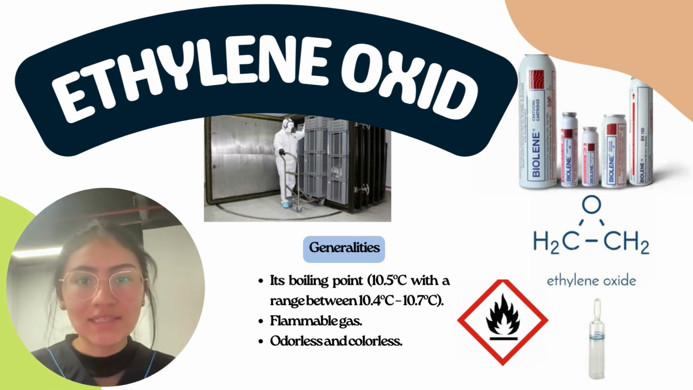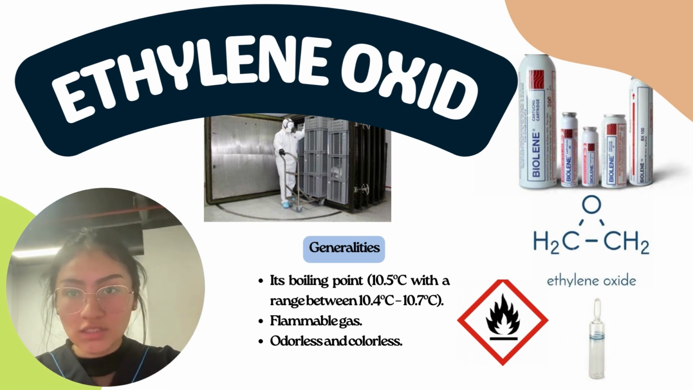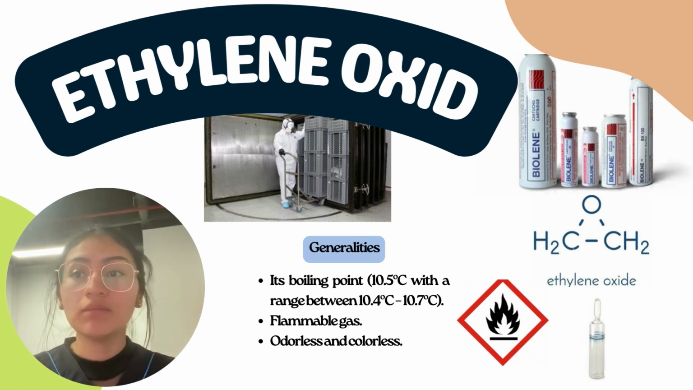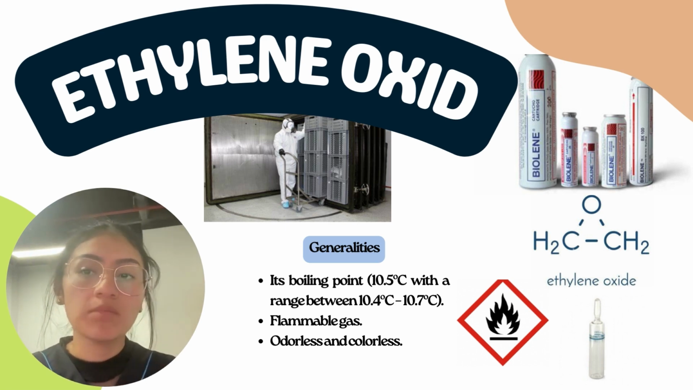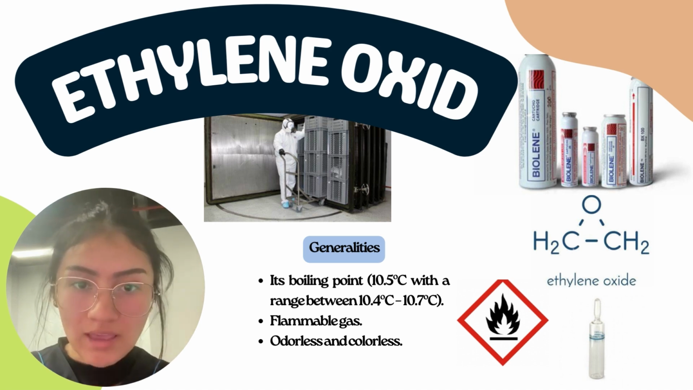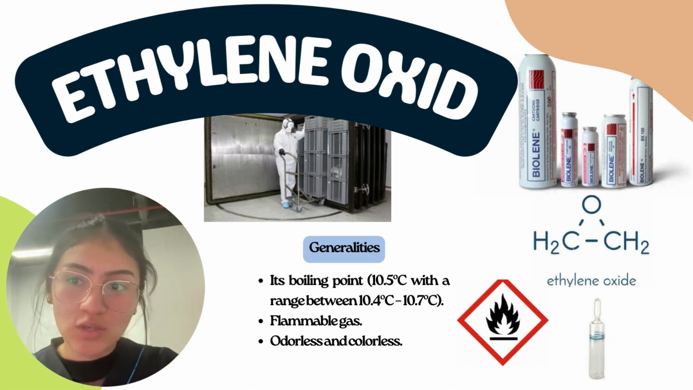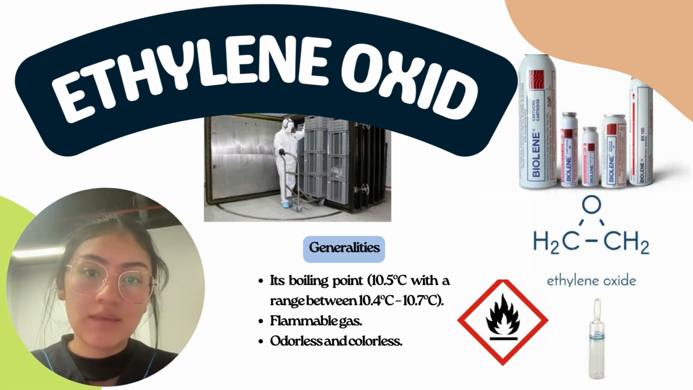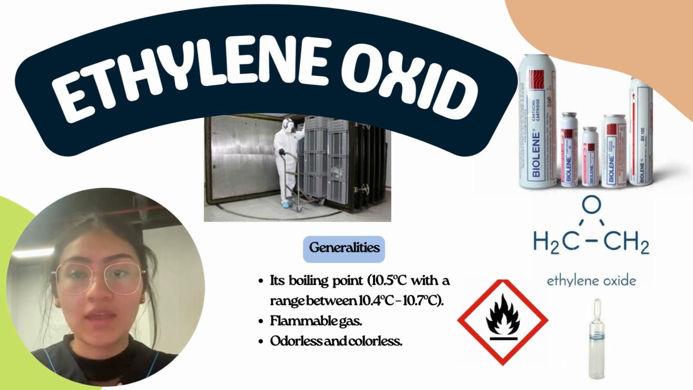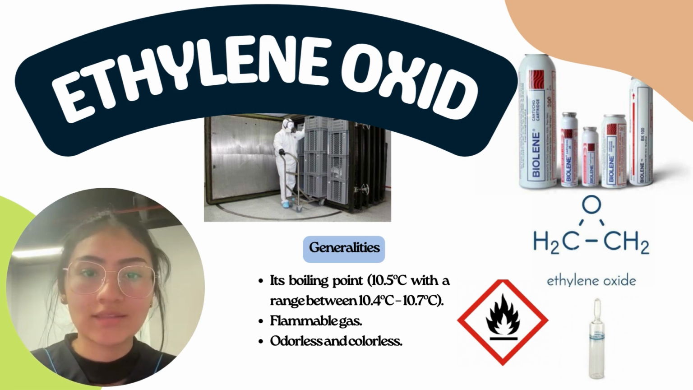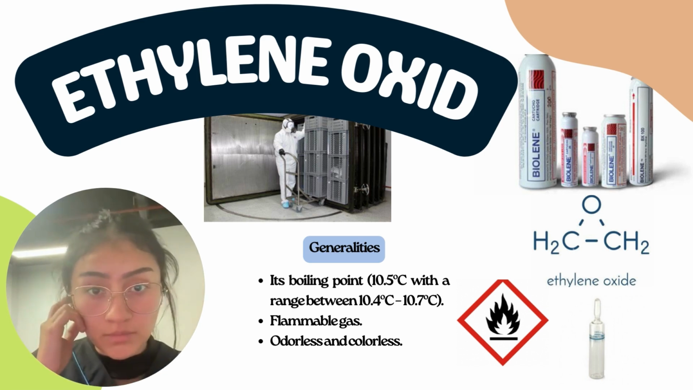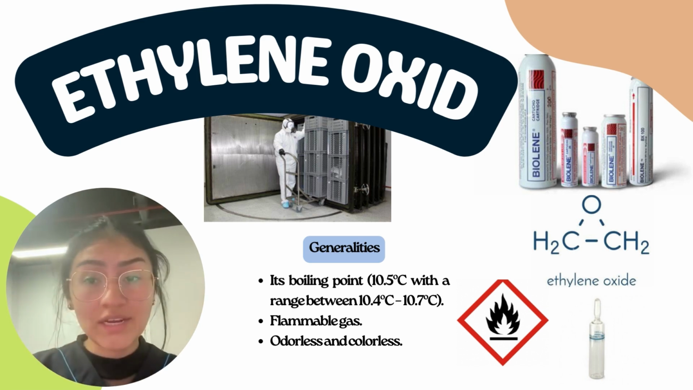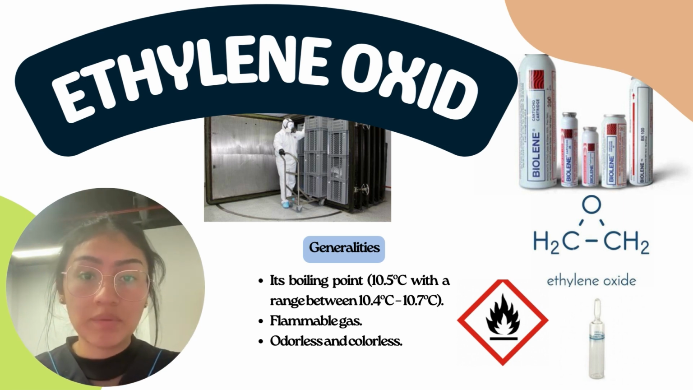Today we are going to talk about ethylene oxide sterilization. What is ethylene oxide? It is a colorless gas at room temperature and normal pressure and a colorless liquid below its boiling point, 10.5 degrees Celsius, with a range between 10.4 and 10.7 degrees Celsius. In the form of gas, its odor is perceptible from a concentration of 700 ppm.